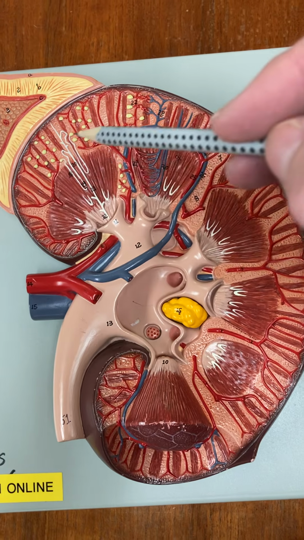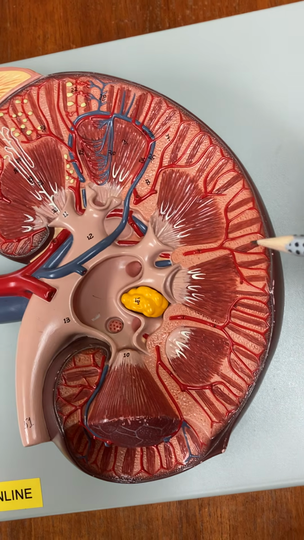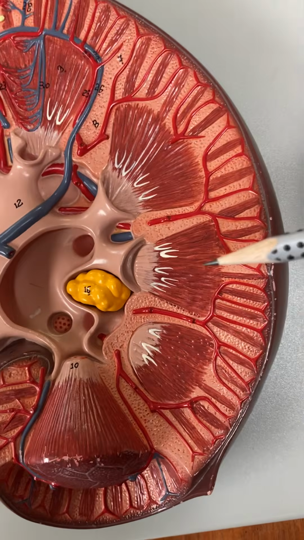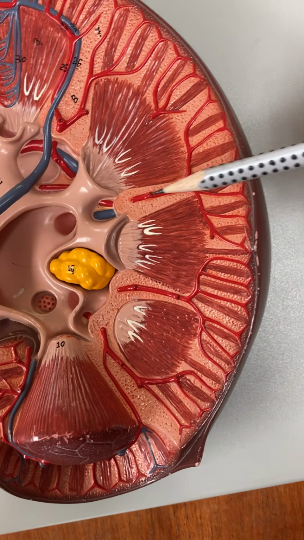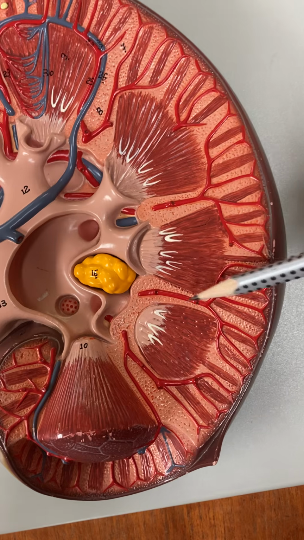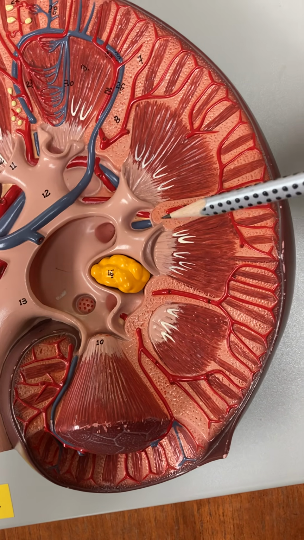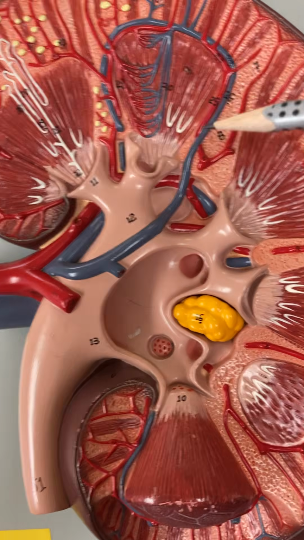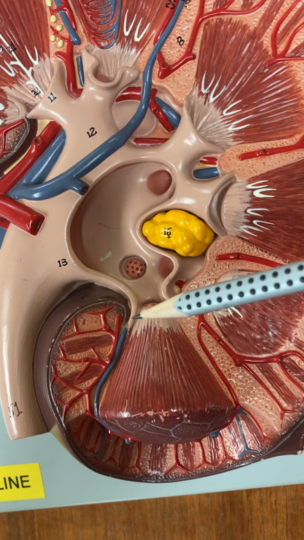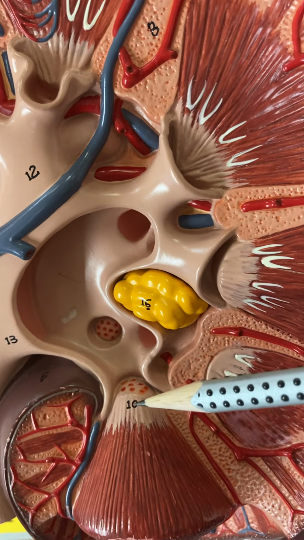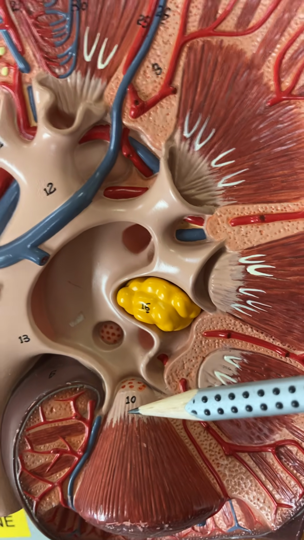And then this outer layer is lighter pink, and that is the renal cortex. The renal cortex also includes these renal columns. The renal columns are the parts of the cortex that are in between the renal pyramids. And then the renal pyramid, at the apex of the pyramid, is a bump here called the renal papilla.